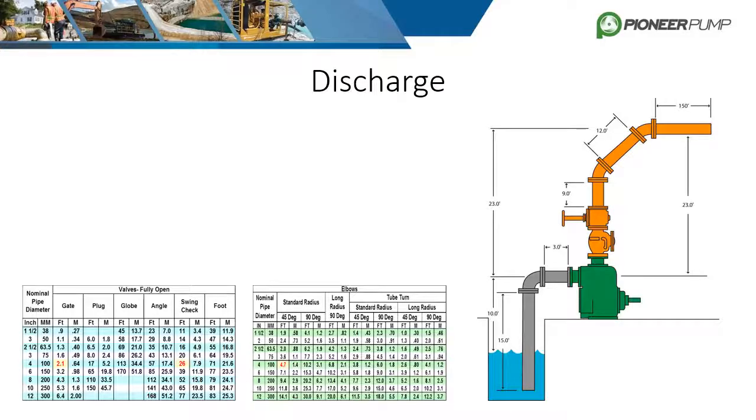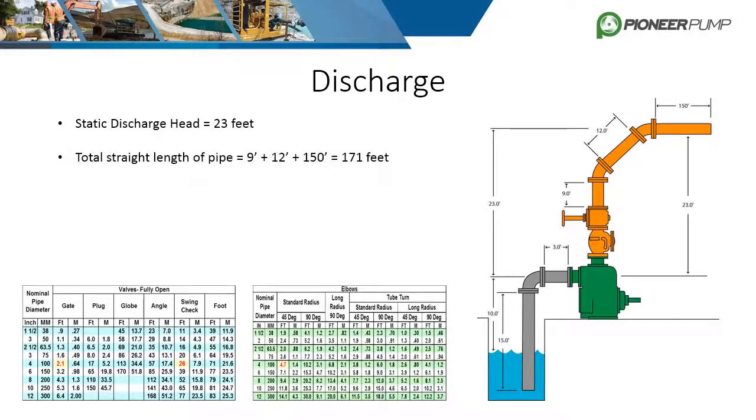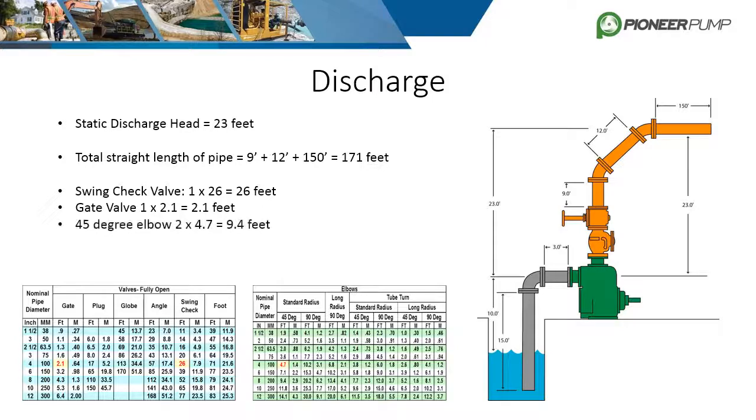The second half of this problem is analyzing the discharge side. The static lift is 23 feet and the total straight length of pipe is 9 feet plus 12 feet plus 150 feet. Just like on the suction, the fittings now need to be converted into an equivalent length of pipe. The fittings include one swing check valve, one gate valve, and two 45-degree elbows. According to the tables provided, the check valve is equivalent to 26 feet, the gate valve is 2.1 feet, and the two elbows total an equivalent 9.4 feet of straight pipe. The total equivalent length of pipe on the discharge is 208.5 feet.